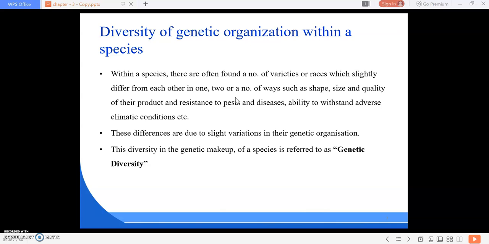So these are the three levels of biodiversity. The first is diversity of biotic communities and ecosystems. The second is diversity of species composition within a community, and the third is diversity of genetic organization within a species. The main thing is genetic diversity. The differences are due to slight variation in their genetic organization, and this diversity in the genetic makeup of a species is referred to as genetic diversity.